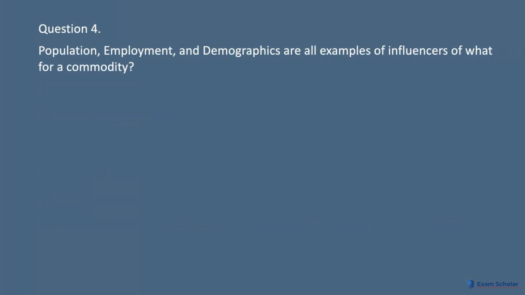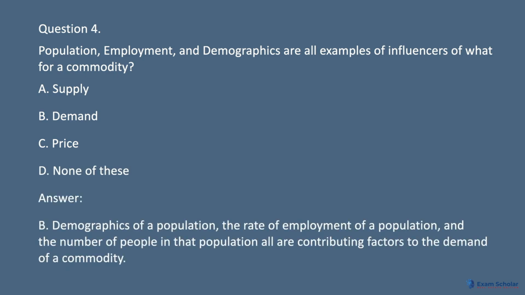Question 4. Population, employment, and demographics are all examples of influencers of what for a commodity? A. Supply. B. Demand. C. Price. D. None of these. Answer. B. Demographics of a population, the rate of employment of a population, and the number of people in that population all are contributing factors to the demand of a commodity.